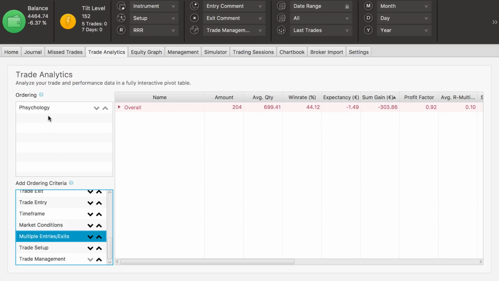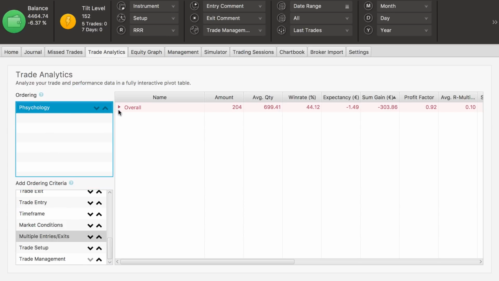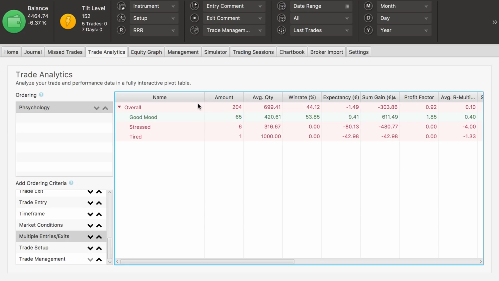He has used a custom statistic for psychology factors. Let's take a look at that at the end. And you can see here, he uses three statistics: good mood, stressed, and tired. And again, stressed, he only has taken 6 trades, but the sum of the gain is minus 480. Just avoiding trading when he is stressed would have already put him into positive territory.